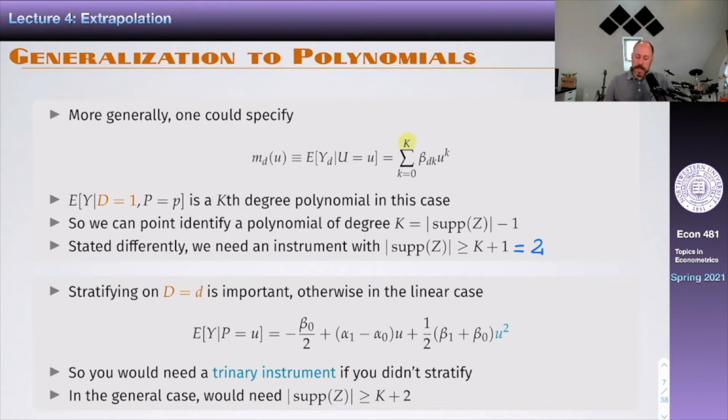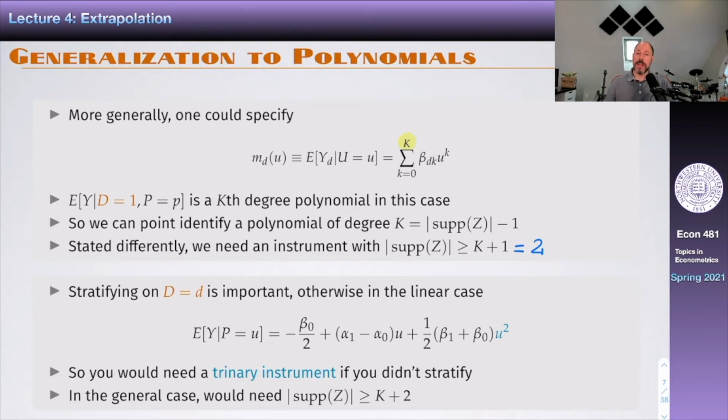And again, as I said yesterday, stratifying on D is important, okay? This is again discussed clearly, and there's an entire page of discussion on this in the first paper that I'm listing. Because otherwise, if you just compute the expected value of y conditional on the propensity score, as I said before, you have this equation over here. Now it is quadratic in the linear case, okay? So notice that in the linear case, you have this. And so you want to identify all these parameters. And in this case, you need a trinary instrument.